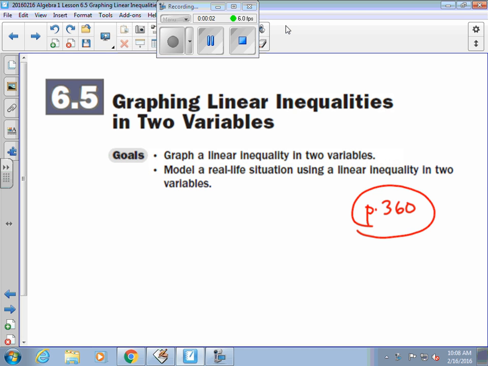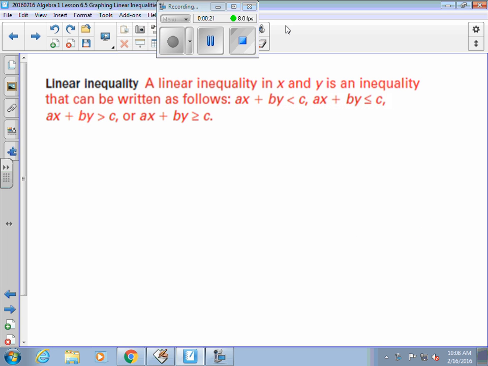This is Algebra 1, lesson 6.5, graphing a linear inequality in two variables. It's just like graphing an equation, except you have to make a solid or dashed line based on what the symbol says, and then you have to shade one way. You have to shade what's called a half plane, beginning on page 360 in the textbook.